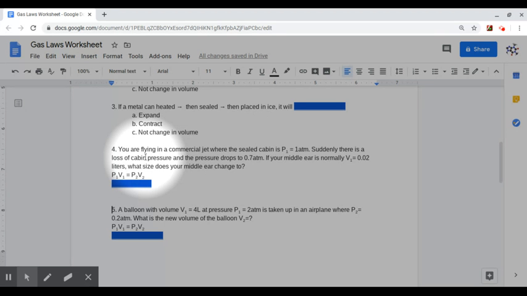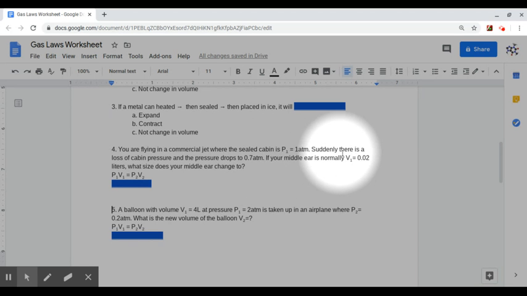So, for example, problem 4. Just read the problem. You are flying in a commercial jet where the sealed cabin is 1 atmosphere. Atmosphere is just a measure of pressure; that's normal air pressure like you would have on an airplane. Suddenly, though, there is a loss of cabin pressure and the pressure drops to 0.7 atmospheres. So the pressure got less. You may have had this experience with your ears: in your middle ear, you may feel pain if you go through changes in pressure, like on an elevator or in an airplane.